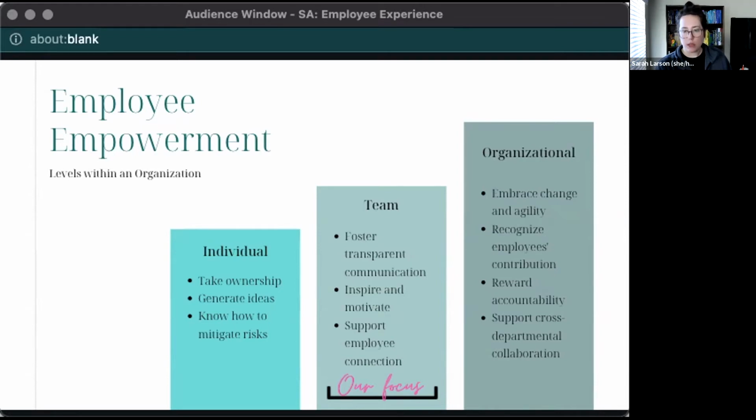So on the team level, empowering leaders can better support their team and help each team member reach their targets, provide information that the teams need when they need it, and better communicate the business goals and long-term vision. So to me, that means transparent communication. Inspire and motivate your employees to help them better connect and include the ones working remotely.